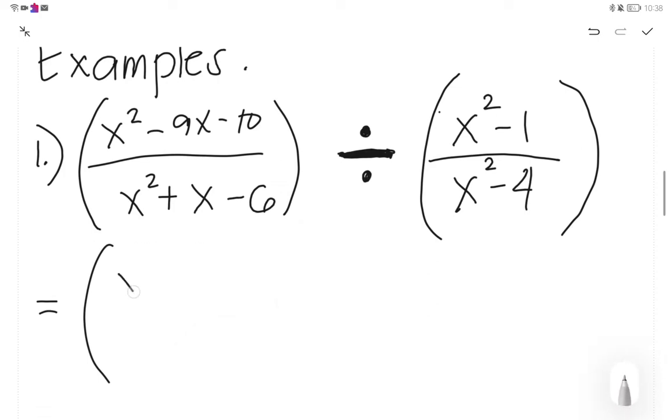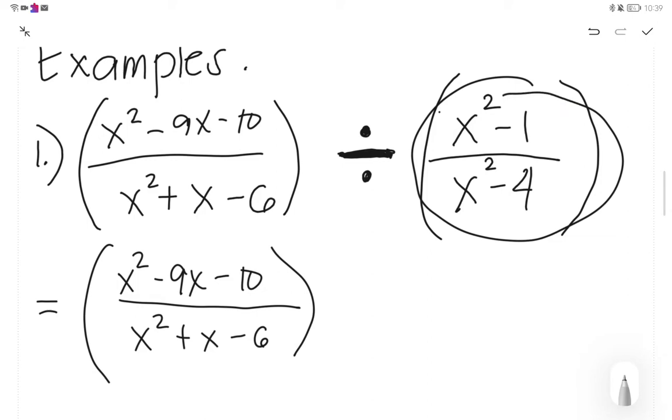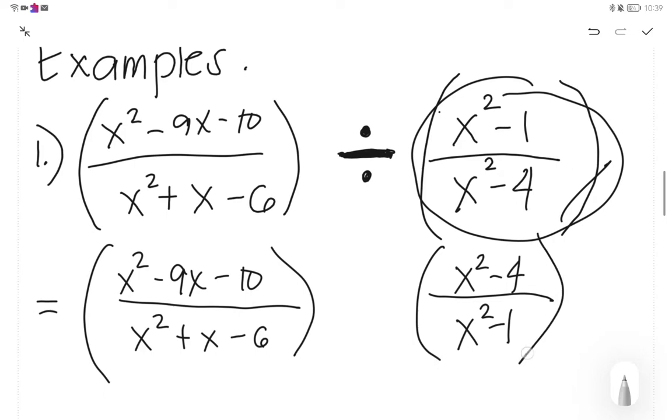That becomes x squared minus 9x minus 10 over x squared plus x minus 6. Now second one is to get the reciprocal of the divisor. So this one becomes x squared minus 4 over x squared minus 1. Now, this symbol in step 2 will change to multiplication symbol. Let's use this one as our multiplication symbol.